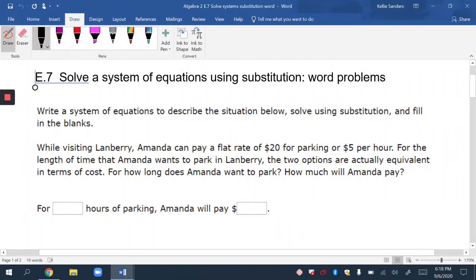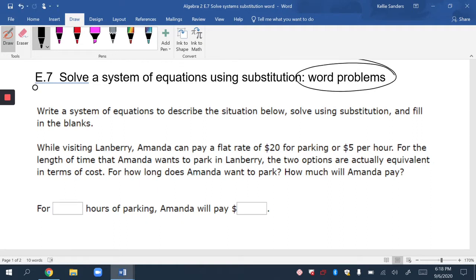Okay, on E7, it's going to be your favorite lesson of all times. Not really, because we have word problems. Do not shut down on me because it says word problems. It's going to be okay. You're going to be able to do it. No worries. Solve a system of equations using substitution word problems.